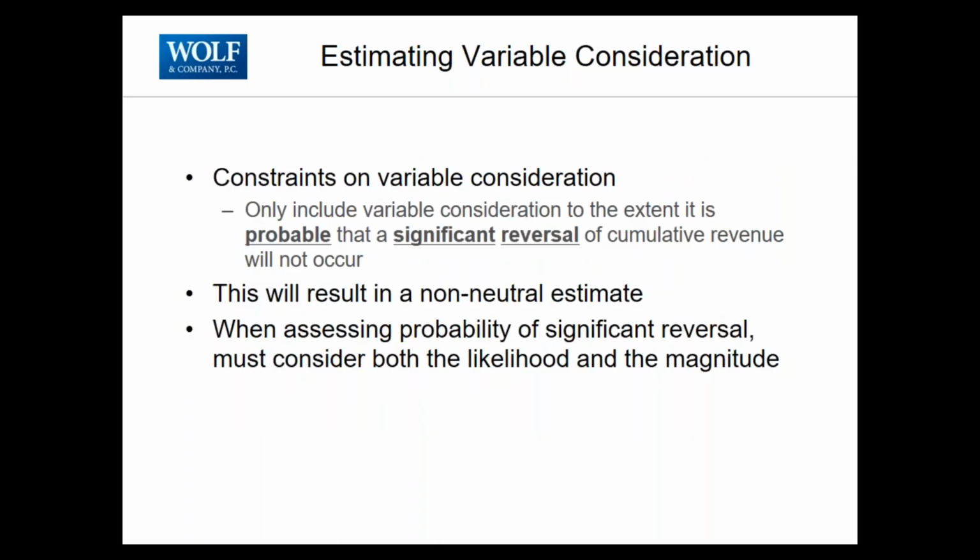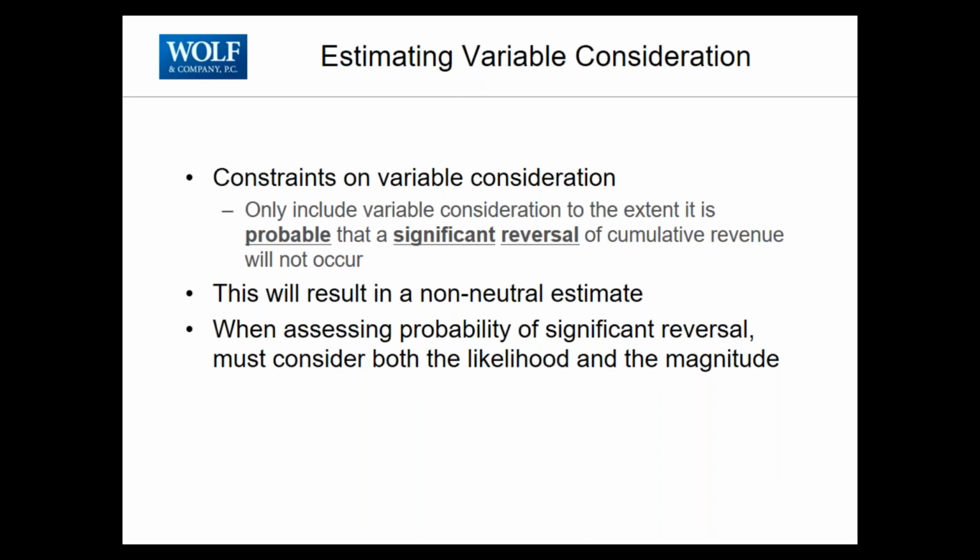So it's important to note here, and we're going to go through a couple of examples that show this, that this estimation process for variable consideration is really a multi-step process. First, you would select and apply the appropriate method, the two methods we just outlined, but then you always have to consider the constraint guidance.